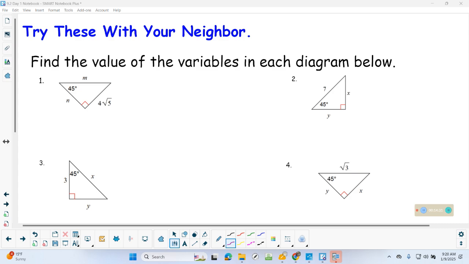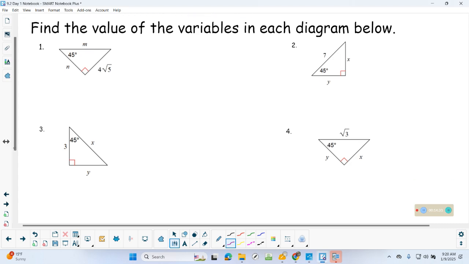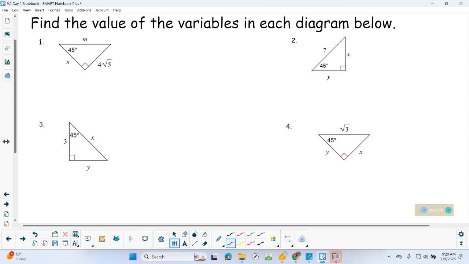I said 3 is the easiest one. So I'm going to start with 3. Okay, so of course 45, 45, 90 with congruent sides. Obviously this one's 3. No work needed. What's the hypotenuse? Love it.